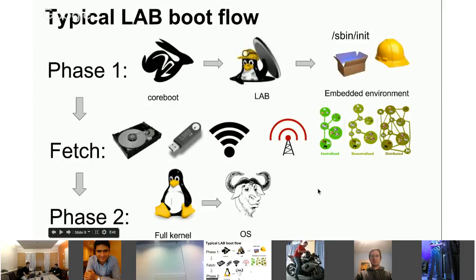So I want to take a quick look at a typical boot flow so we can walk through this. Oftentimes you'll have coreboot load Linux as a bootloader. This might be your phase 1 kernel with your embedded environment. And then that's going to go and fetch from some other media. Could be hard disk, USB drive, Wi-Fi, 3G, cellular, some crazy network, which we'll get into in a little bit. And then once you have that, you load it, and that's going to be your full kernel, which boots the OS that you want to wind up in.